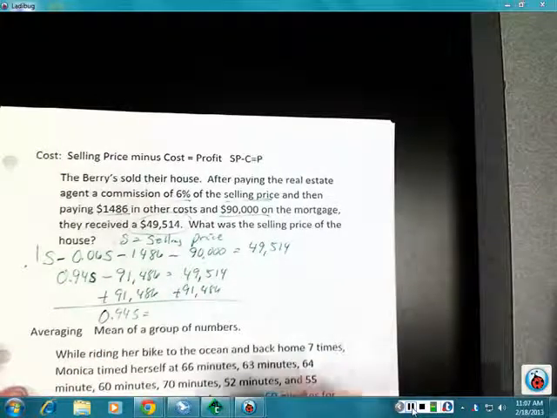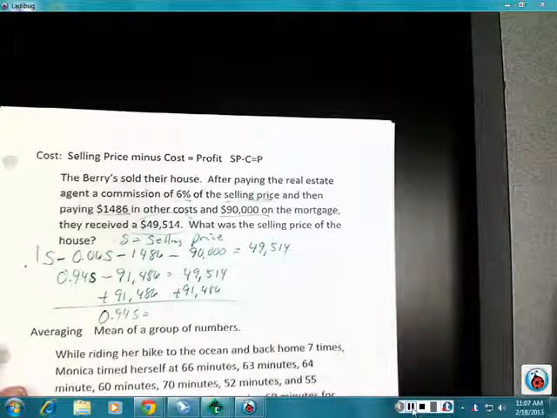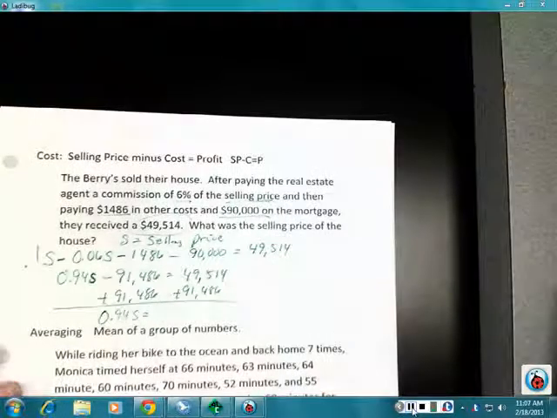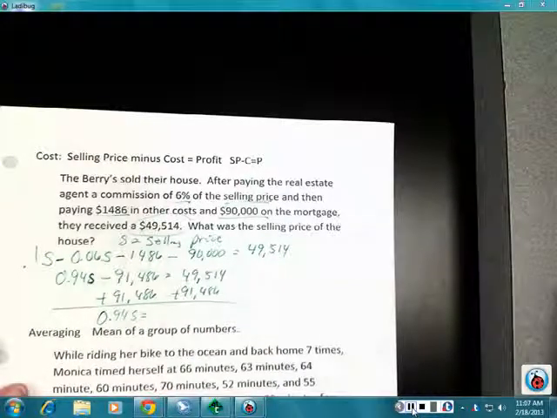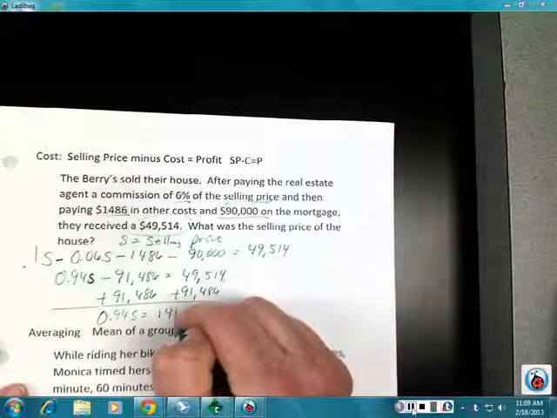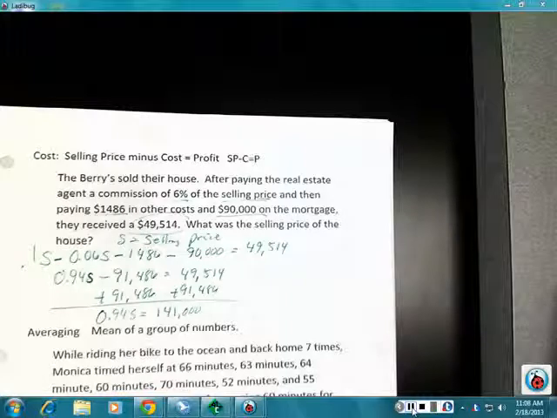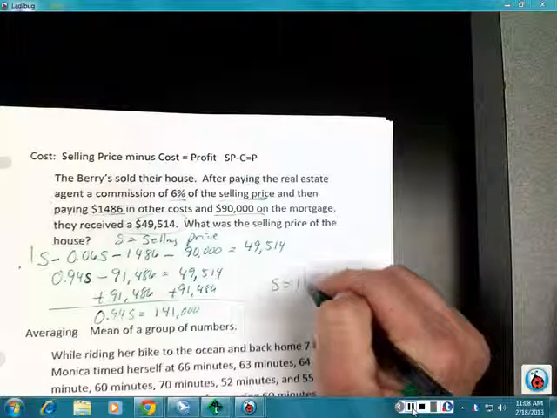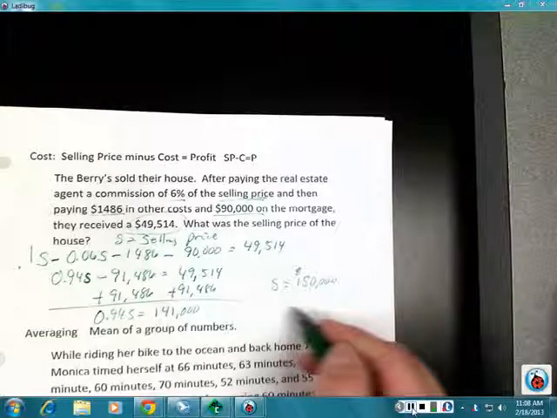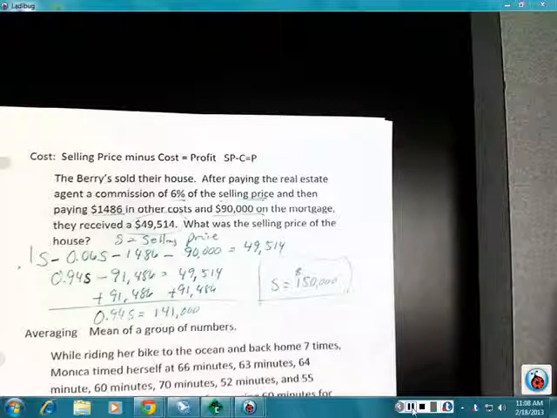So 0.94S is equal to, and add these together, and if I add those together, what does that come up to be? Add this part. 141,000, I think. 141. Divide that by 0.94, and we get the selling price of the house to be $150,000. So that's the selling price of our house.